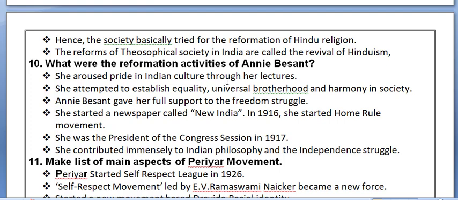What were the Reformation activities of Annie Besant? She aroused pride in Indian culture through her lectures. She attempted to establish equality, universal brotherhood and harmony in society. Annie Besant gave her full support to the freedom struggle. She started a newspaper called New India in 1916. She started the Home Rule movement. She was the president of the Congress session in 1917. She contributed immensely to Indian philosophy and the independence struggle.